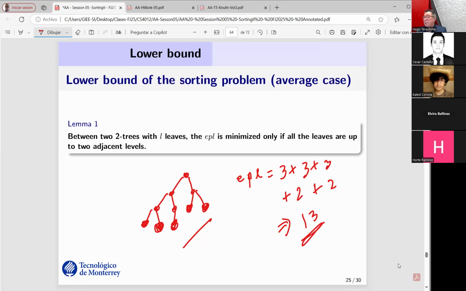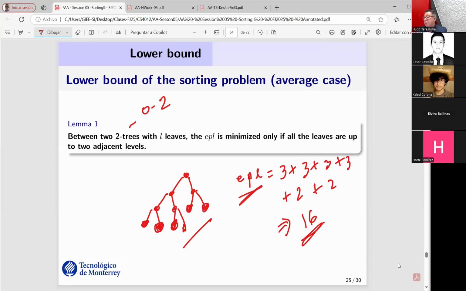And then this other tree actually is not a 2-tree, because a 2-tree has 0 offspring or 2 offspring, and there's a reason for that. So there's 3 plus 3 here, which is 16. So that's the EPL.